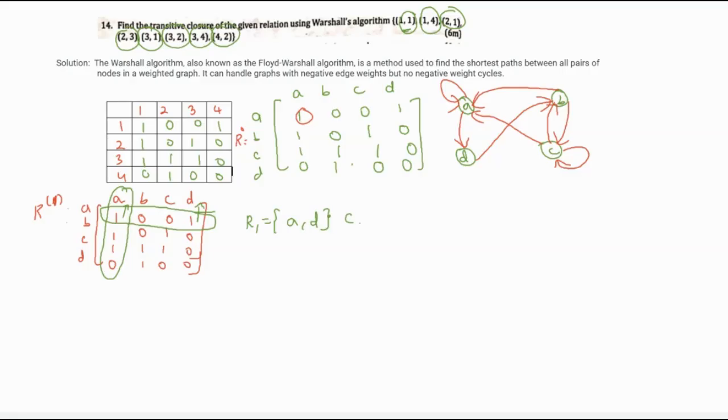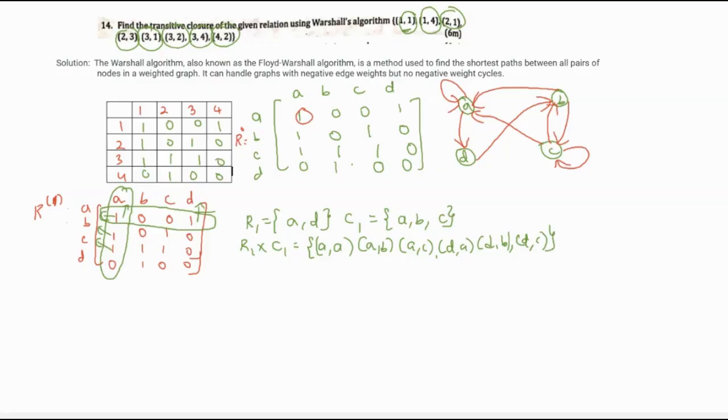Then take column 1, C1. 1 is there in place of A, B and C. So C1 is A, comma B, comma C. Now you have to find the cross product of these two. R1 cross C1 will be A,A; A,B; A,C. Then D,A; D,B; D,C.